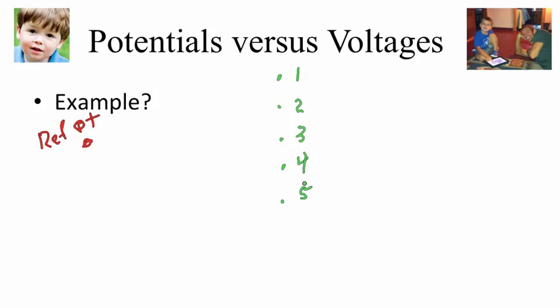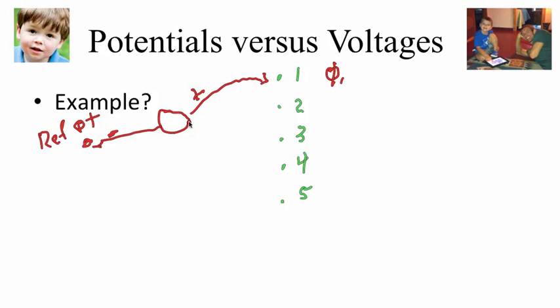Now if I want to talk about the potentials, I will always take the negative lead of my meter. Here's my voltmeter. I'll take the negative lead and I'll attach it to the reference point. I'll take the positive lead and I'll go out to point 1. And what I'll get will be phi 1.